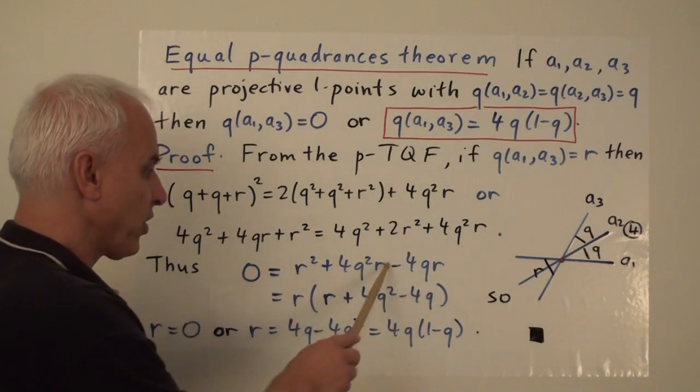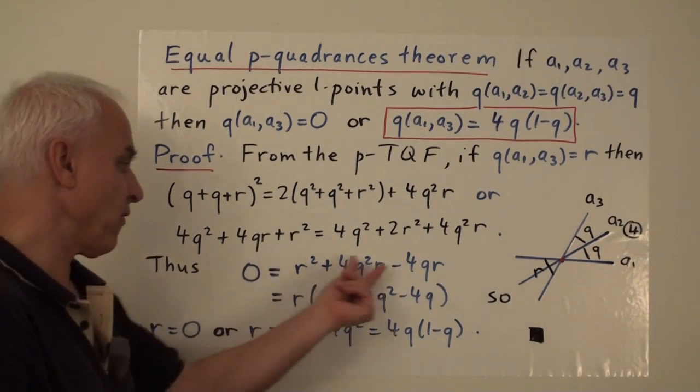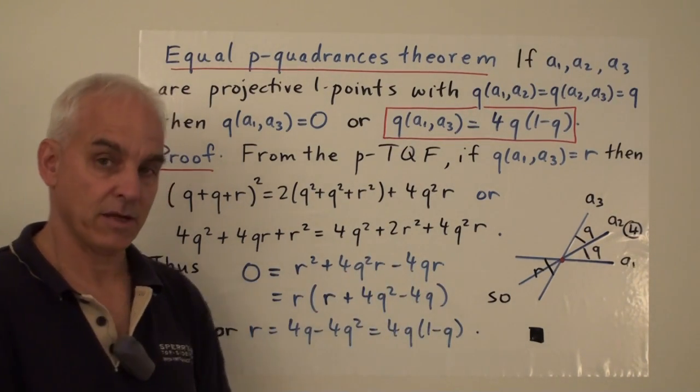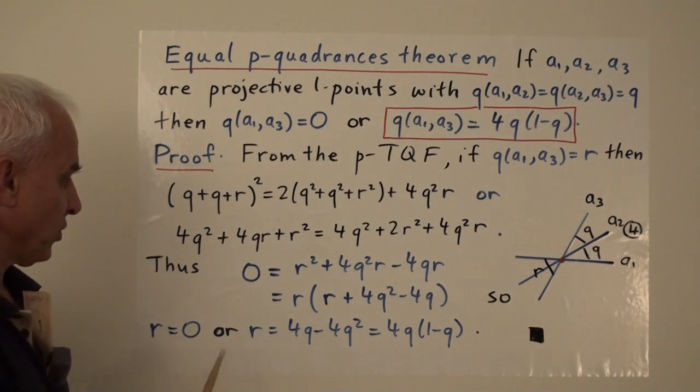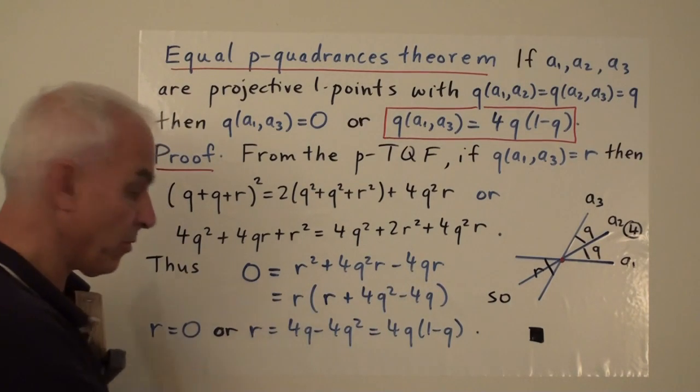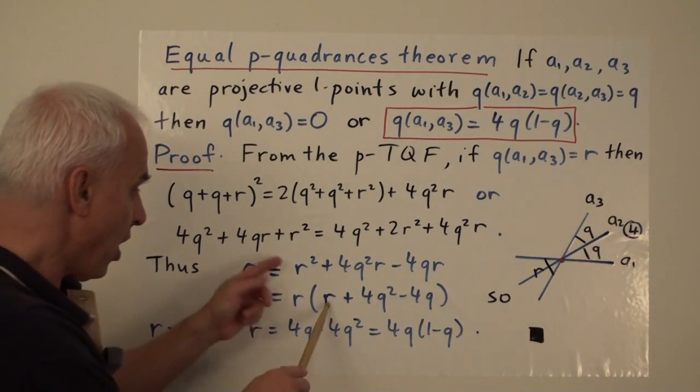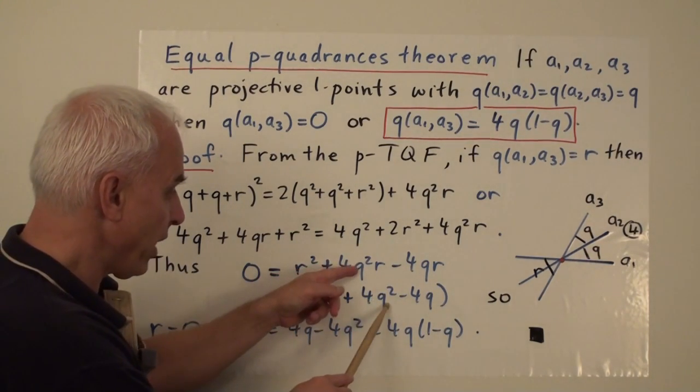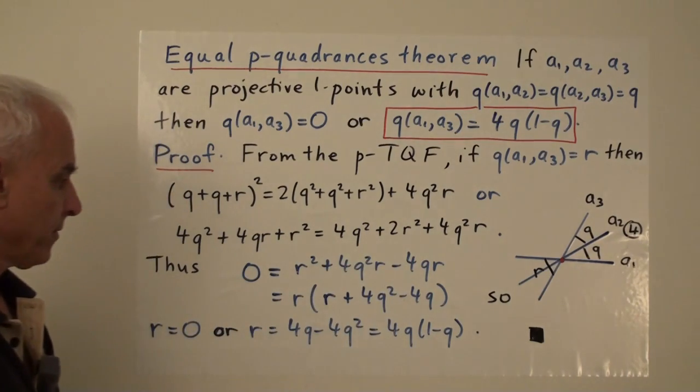So there'll be still the 4Q squared R on this side, and if we bring the 4QR on the other side, it'll have a minus sign. So there's 0 on the left-hand side and this on the right-hand side. There's a common factor of R here, which we'll pull out, leaving R plus 4Q squared minus 4Q.